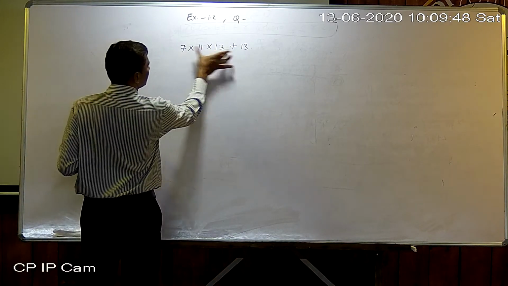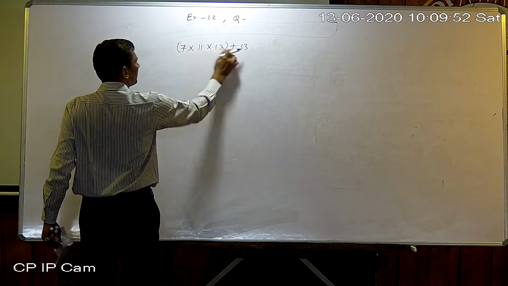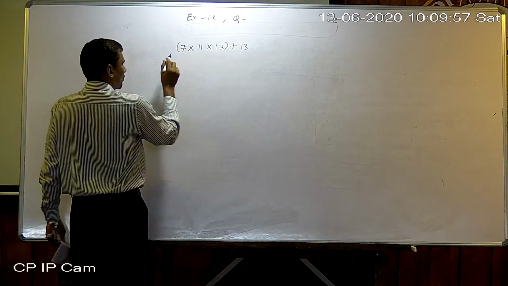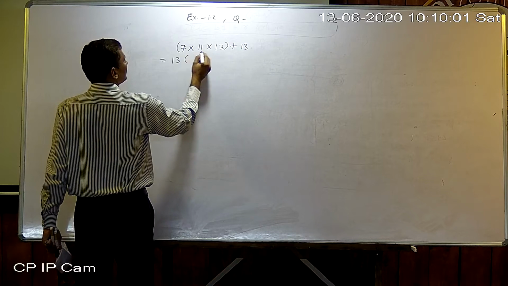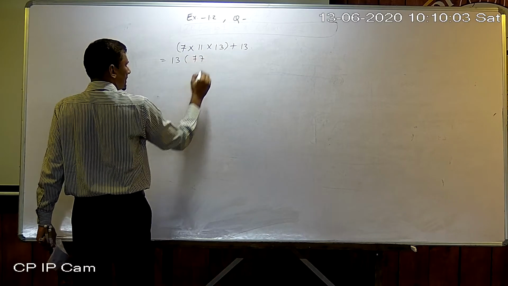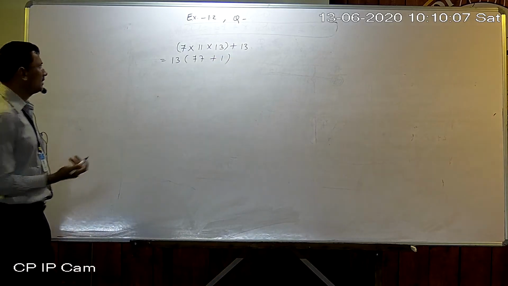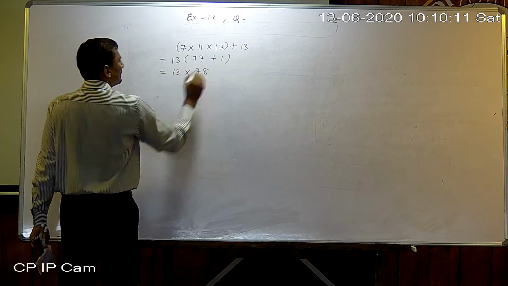Here you can say 2 terms are there. This is the first term, this is the second term. Term means, up to a plus or minus sign, there is one term. Out of these two terms, 13 is common. So write down 13 as common. Here left 11 into 7, 77. Here left 1. So 13 taken common, equal to 13 into 78.